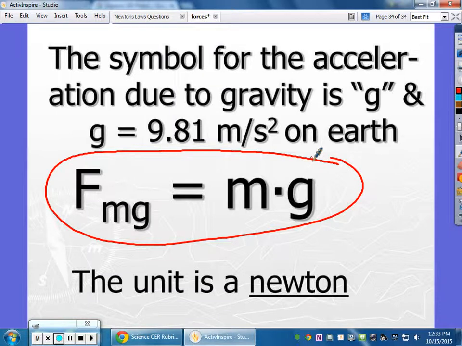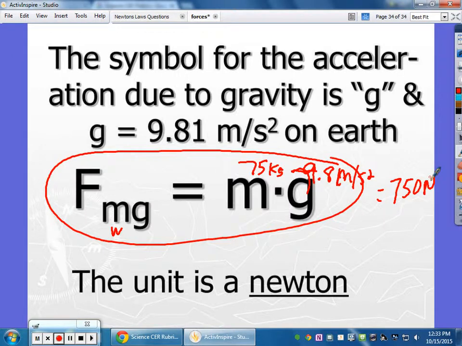This is the symbol we chose for weight. You will also see this as Fw, F with a subscript W for force of weight. We like mg because that reminds you of how to calculate it, which is just your mass times gravity. If you have a mass of 75 kilograms and you multiply that times gravity of 9.8 meters per second squared, it's going to give you a force somewhere around 750 newtons, which would be your weight. So your weight, just like any other force, is in newtons. The unit for weight is newtons.